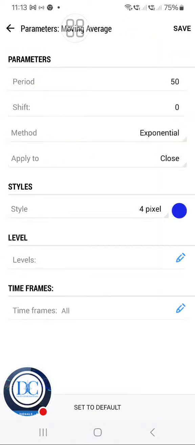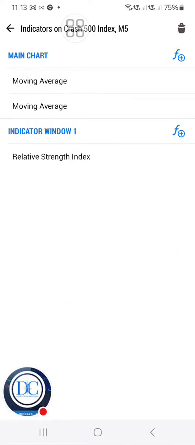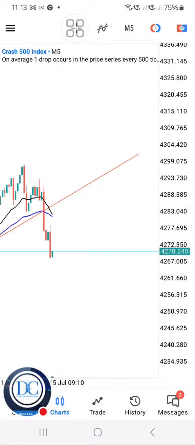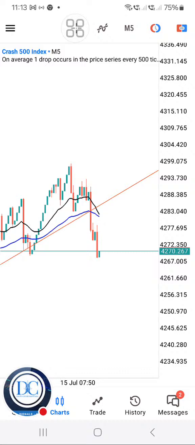These are the settings for the moving average. It's 50, shift 0, method exponential, apply to close. Then it has a color blue. Then the next one is a 21, the same settings, shift 0, method exponential, apply to close. Then the color is blue. So I'm waiting for these lines to cross. This gives me more confirmation that price is ready to move upwards.